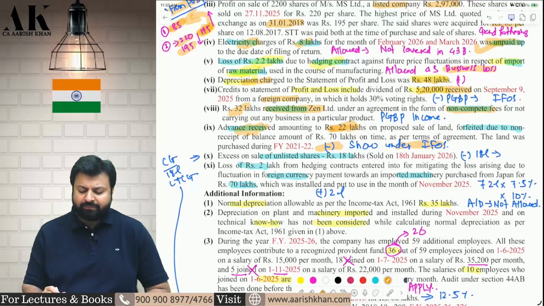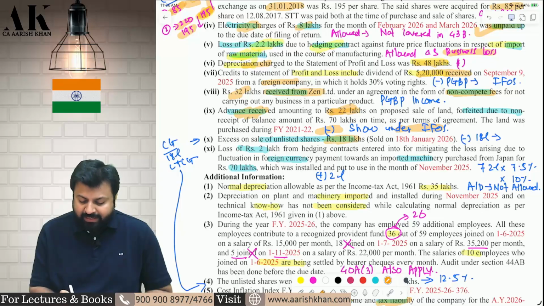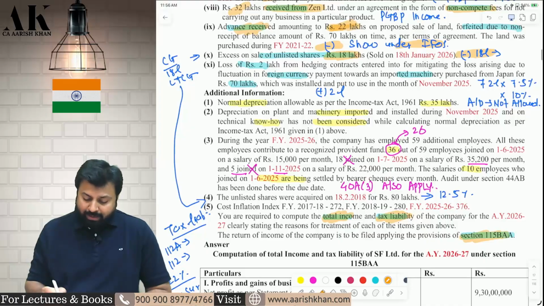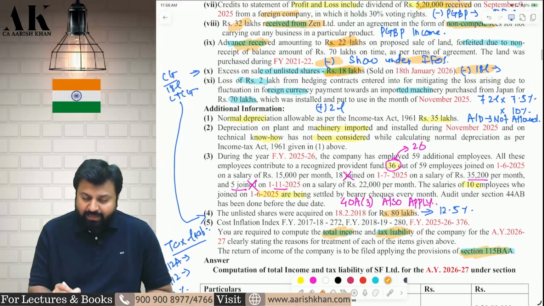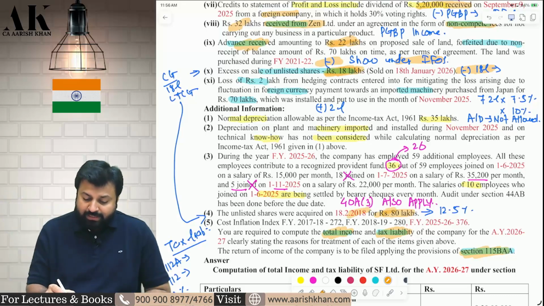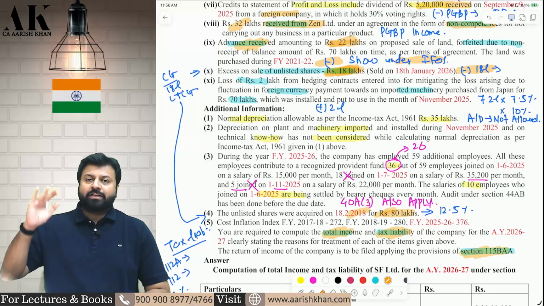Directly treat it as income from other sources. Next, you are having some profit on sale of unlisted shares of 18 lakh rupees. First of all, reduce it from here and show it under capital gains. How capital gains, sir? Because you have purchased for 80 lakhs and you are having an excess of 18 lakh rupees. So 18 lakh rupees will be shown as long-term capital gains, because you purchased in 2018 and sold in 2026. Therefore, it is sold after 24 months. Therefore, it is long-term capital gains.